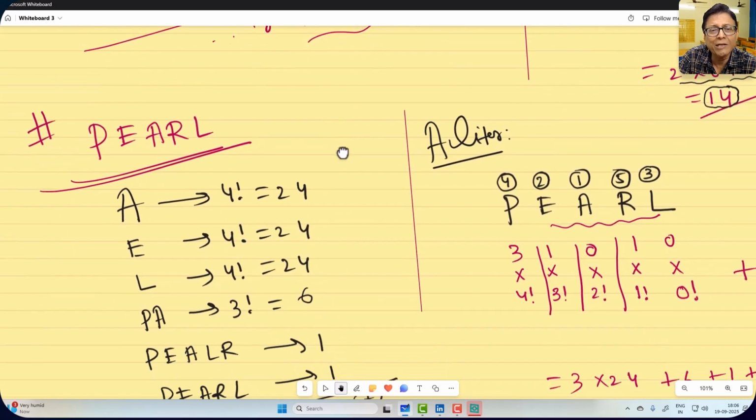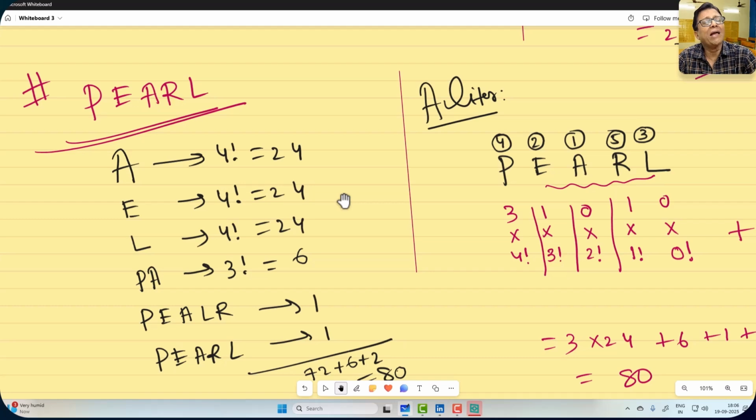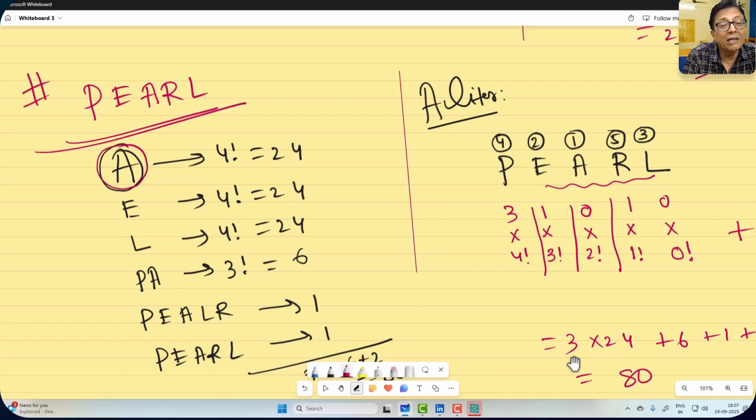I will be explaining both the methods to get the rank of the word PEARL. This is the first method and this one the second method. First method, how do you do it? Alphabetically A comes first. Then apart from A, how many are remaining? 4. Their arrangement can be done in 4 factorial, that is 24 ways.